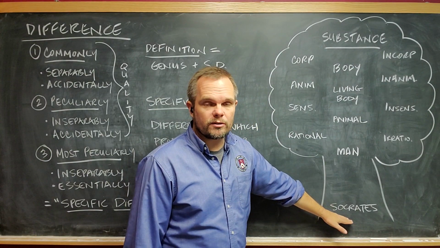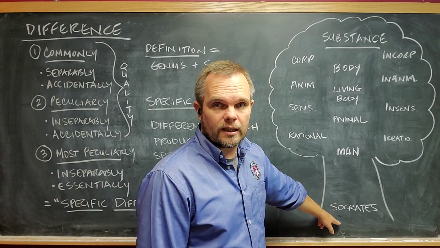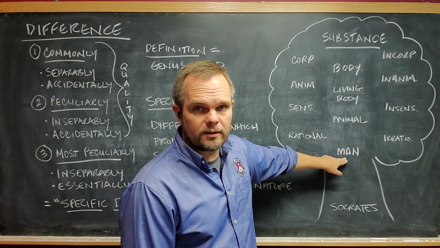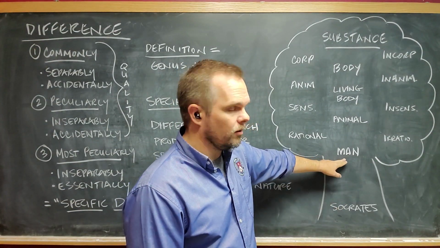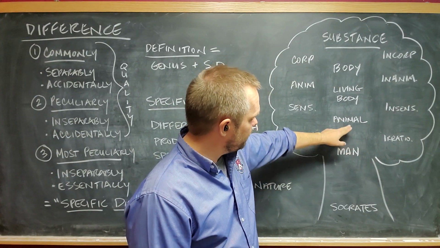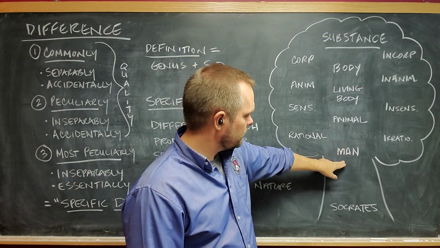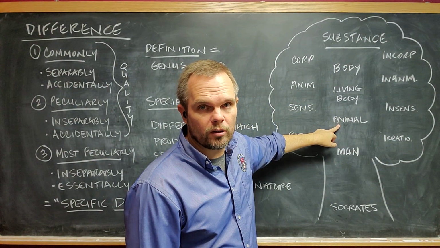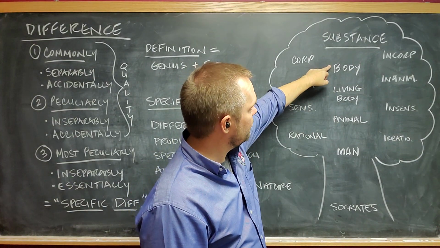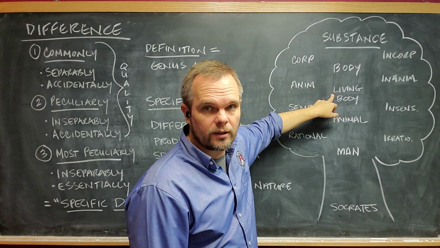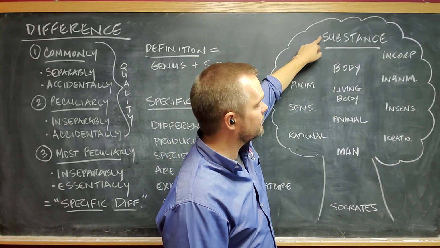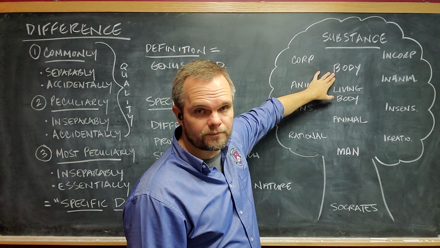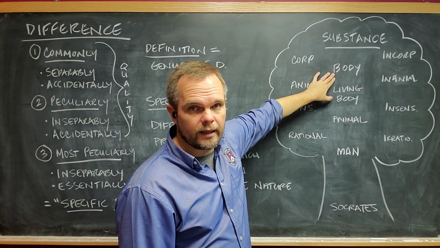At the bottom of the tree, you'll see we have the name Socrates, which is the name of an individual. Okay, Socrates. Above that, we have the species to which this individual belongs, man. Above man, we have the genus to which the species man belongs. We then have a genus to which animal belongs as a species. Then we have another genus to which living body belongs as a species. And then lastly, we have substance, which is the most general genus to which this body belongs as species.